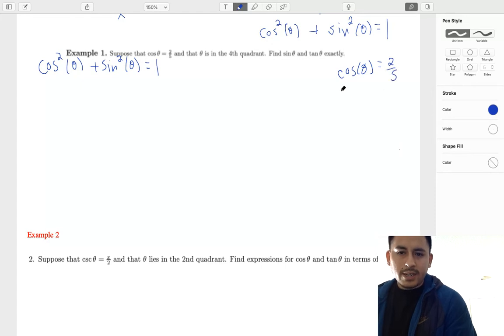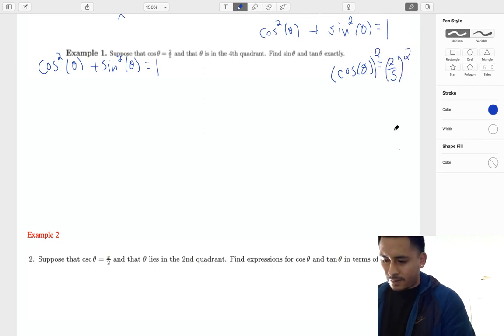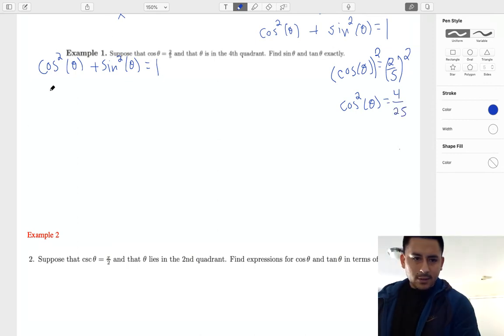All right, and in the identity we want cosine squared, so let's go ahead and square this, right? Once we square this, we'll get the value of cosine squared. And so cosine squared of theta is equal to 4/25. All right, and so the next step is up to you guys, however you want to do it.